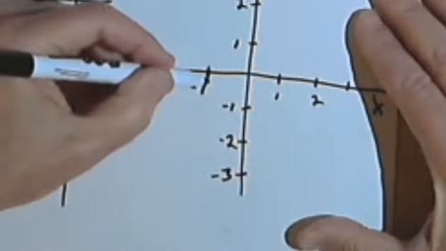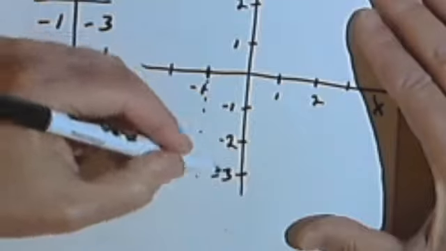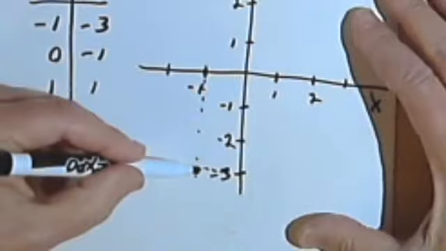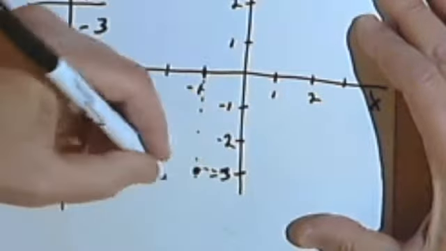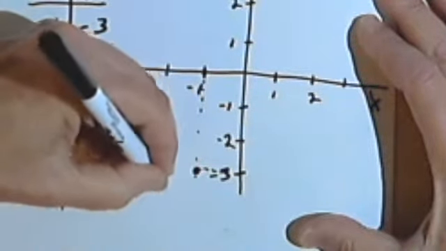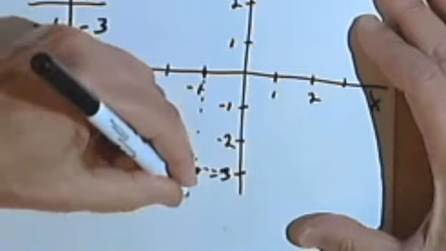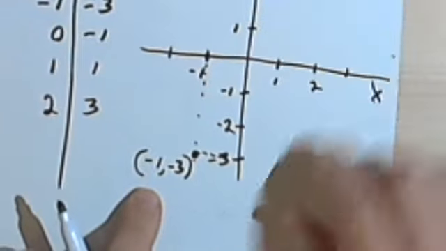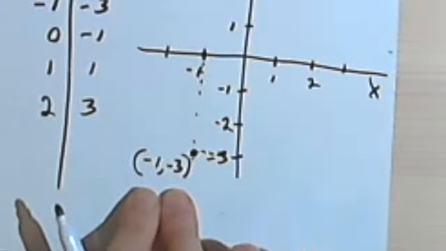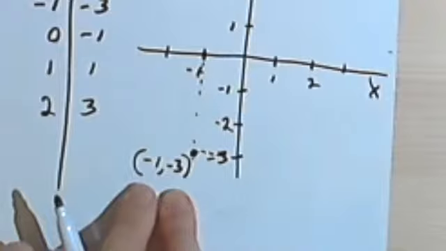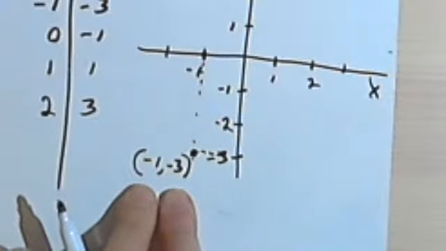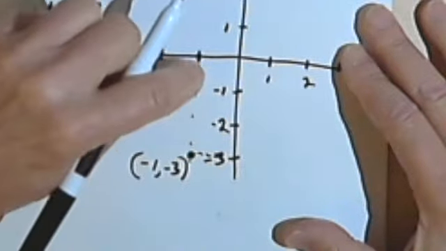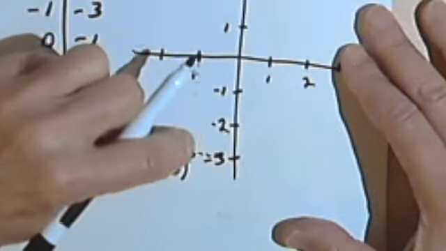I could also just draw a dotted line like this instead of using the pens. And this point where the lines cross is going to be where x is -1 and y is -3. And I can label that point with an ordered pair. This is an ordered pair because they have to occur in order. The first number is going to be the x number. The second number is going to be the y number. Okay, so I've got this point. I'm going to erase these little dots here just because they'll get in the way.